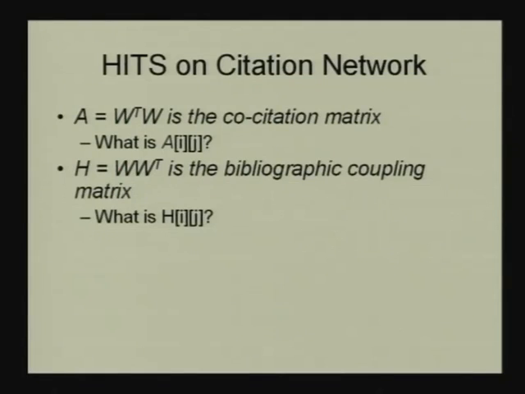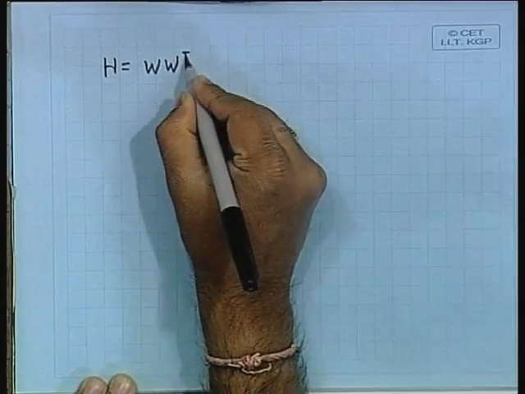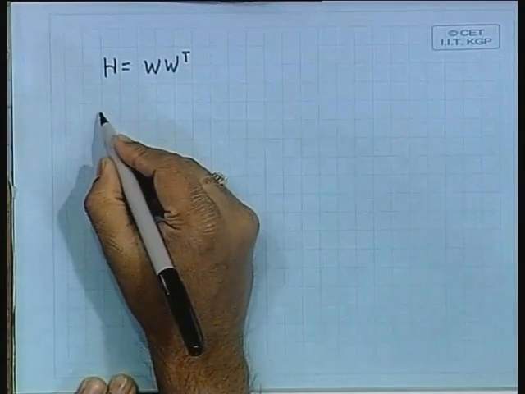And the corresponding H matrix, which is also called the hub matrix or the bibliographic coupling matrix in the specific case of citation networks, is defined as W W transpose. So if you compute for this, what is your Hij?